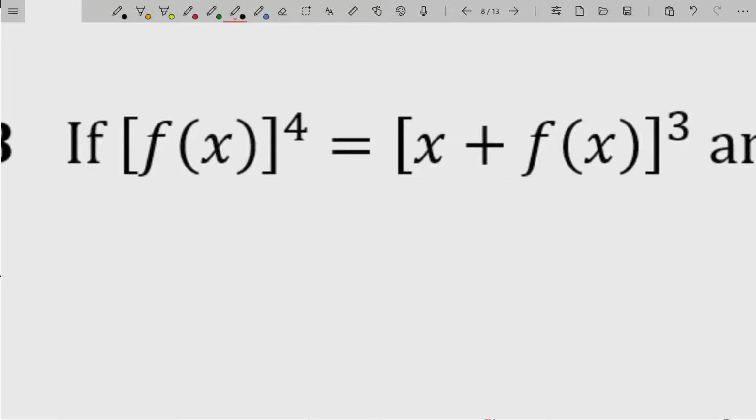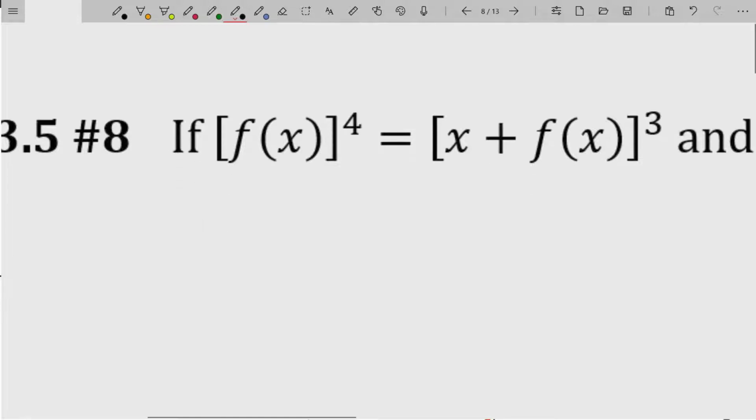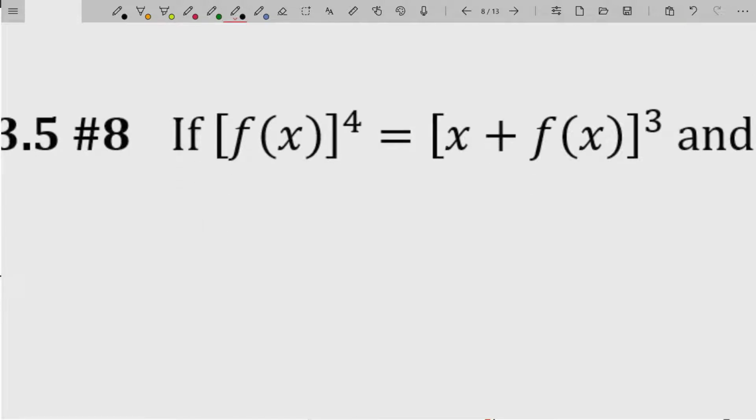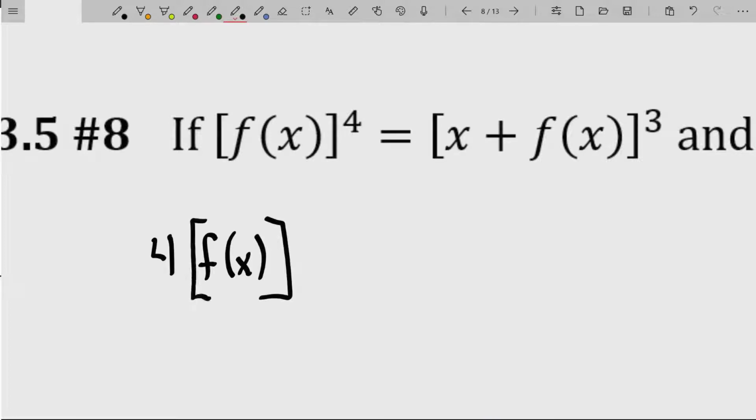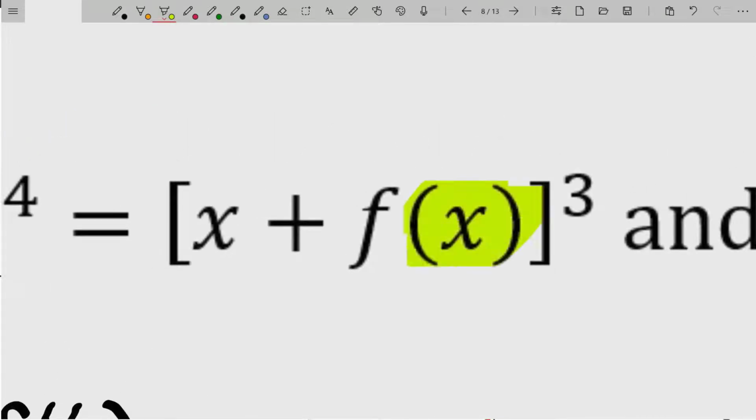f prime is just the derivative of both sides. So the derivative of this left-hand side, well, it's a function raised to the fourth power. The derivative of a function raised to the fourth power is 4 times that function raised to the third power. But then you have to hop inside of that power there and take the derivative of its argument. The derivative of f itself is, well, the derivative of f. It's f prime.